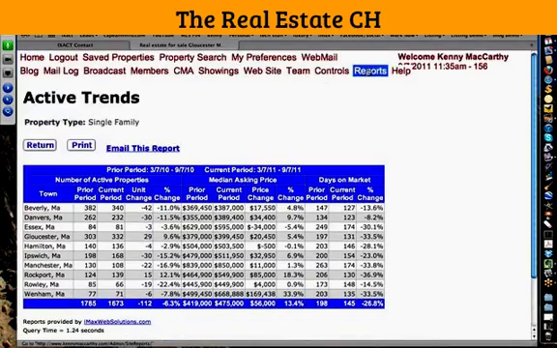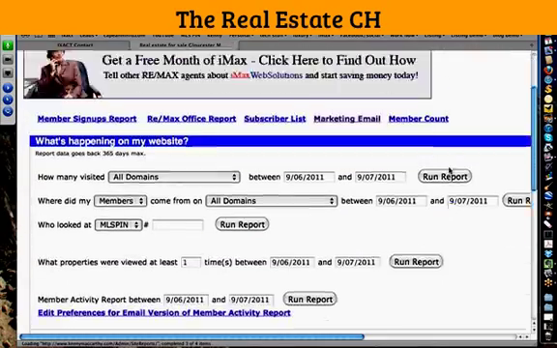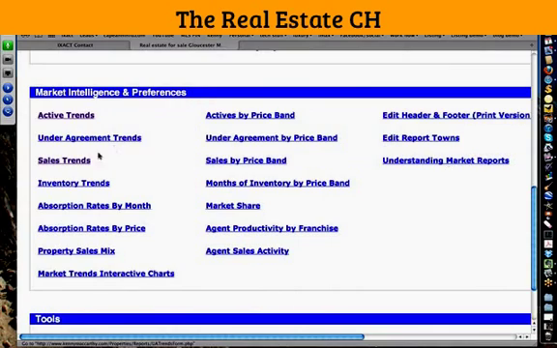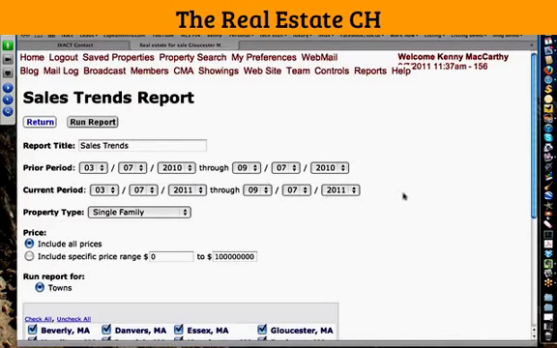So let's go back to our reports page and let's run another data point, which is the sales trends. Skip over the under agreements right now. Let's go right to the sales trends, Mr. and Mrs. Seller. And I will often do these right in front of people on my computer.